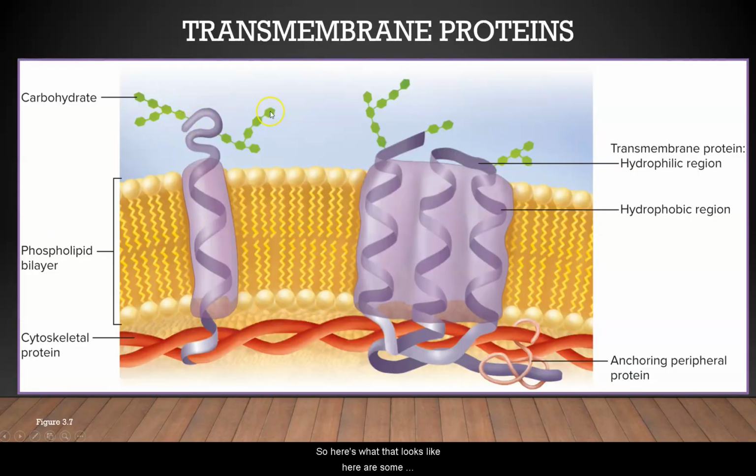So here's what that looks like. Here are some transmembrane proteins going all the way through. You can see that they get attached to the cytoskeleton to anchor them, but the hydrophilic region is sticking out on the outside and the inside of the cell, and the hydrophobic region is where the hydrophobic tails of the phospholipids are, so that no water is getting to that. Okay, those are transmembrane proteins.